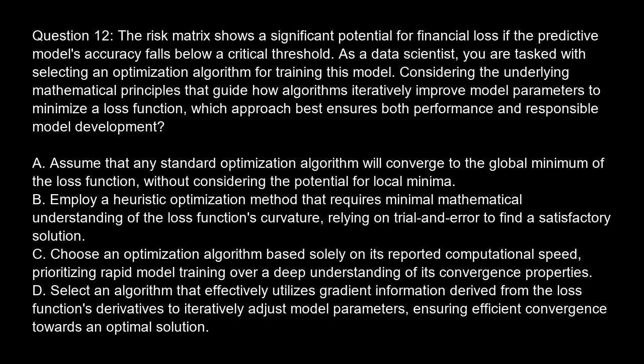Option A. Assume that any standard optimization algorithm will converge to the global minimum of the loss function, without considering the potential for local minima. Option B. Employ a heuristic optimization method that requires minimal mathematical understanding of the loss function's curvature, relying on trial and error to find a satisfactory solution. Option C. Choose an optimization algorithm based solely on its reported computational speed, prioritizing rapid model training over a deep understanding of its convergence properties.